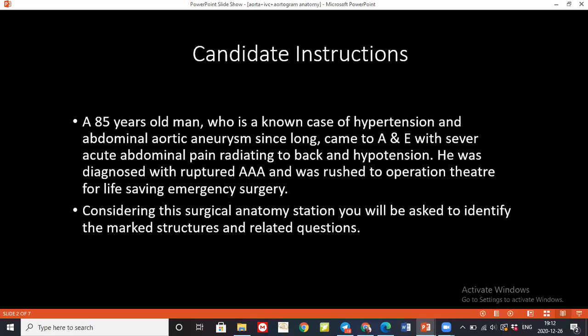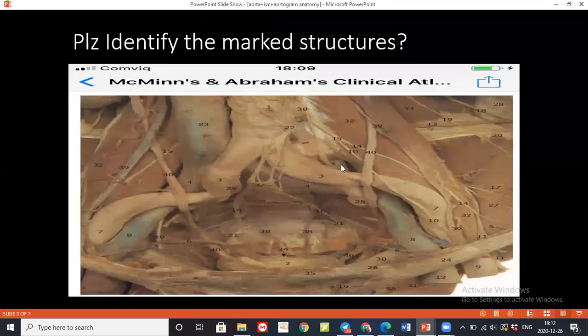Right. If you have read and understood, let's begin our session. Can you please help me to identify what you are looking at? What are the structures? What is this number 3, please? It is the common iliac artery. Okay. Yes, right. And this number 1? It is the abdominal aorta.